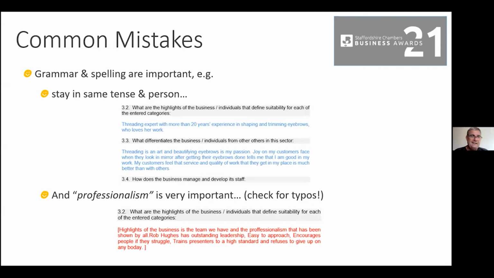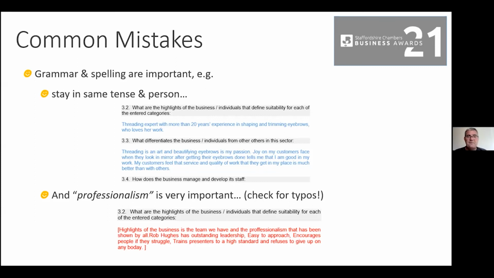Here's one that jumped tenses for some reason. 3.2: "It highlights threading expert with more than 20 years experience in shaping and trimming eyebrows who loves her work." So we're talking about it in the third person. And then the very next paragraph: "Threading is an art and the beauty of eyebrows is my passion." It jumps to first person. You're thinking, hold on a minute, has this been written by one person, or do they not understand tenses? It gives the judges a reason to doubt, and we don't want to do that.